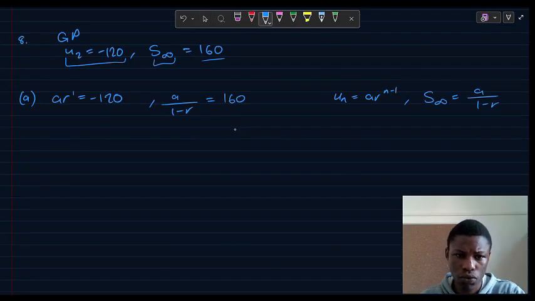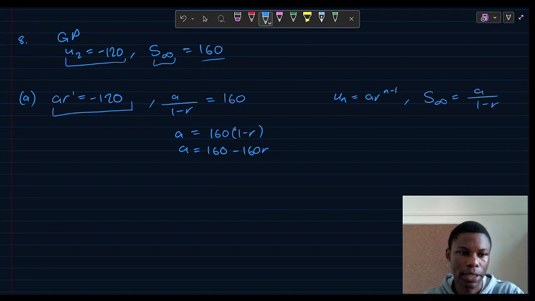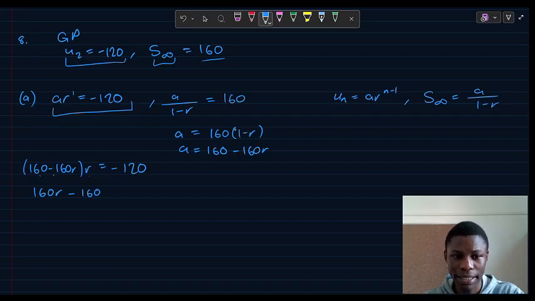So let's make A the subject of the formula here. So multiply both sides by 1 minus R. And you've got A is 160 times 1 minus R. So A is equal to 160 minus 160R. And then we can substitute into this equation here. So that becomes A, which is 160 minus 160R, multiplied by our R, and that's equal to negative 120. And so 160 times R, that's 160R. Negative 160R times R, that's negative 160R squared, is equal to negative 120.